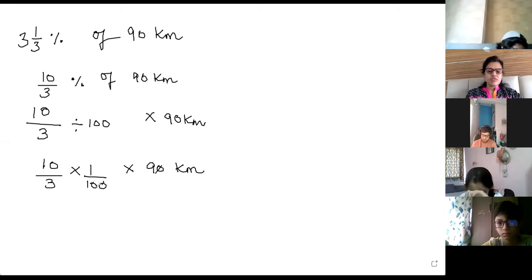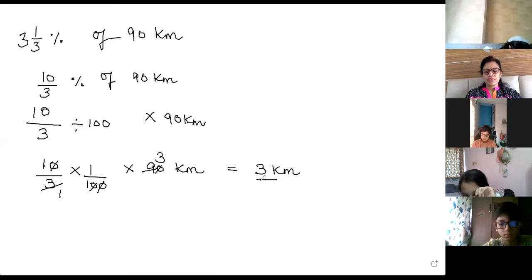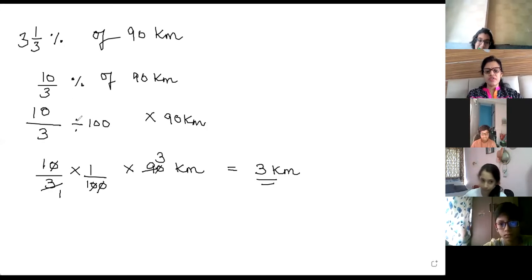So 10 with 10 cut. This 10 with this 10 will cut. This 3 ones are 3 and this is 3 threes are 9. So your answer is 3 kilometers. Now see what I have done? Whenever a percent sign is there, you have to remove the percent sign and divide by 100. So I have removed the percent sign and divided by 100 because it is already a fraction. So it would be confusing to put another denominator below, so I have written divided by 100. Now in fraction division, I also got 3 kilometers.